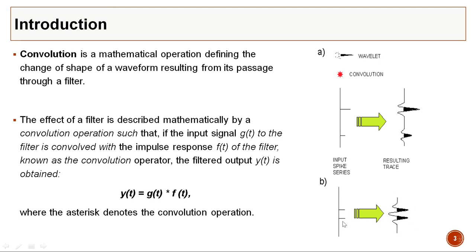So if you have quite a lot of spikes in your reflectivity series, your resultant will be the summation of the resultant of the waveforms after passing through these spikes. In terms of mathematics, it's written as g of t star f of t. This asterisk sign denotes the convolution operation, and the g of t and f of t are two functions, and their convolution in time will be written as y of t.